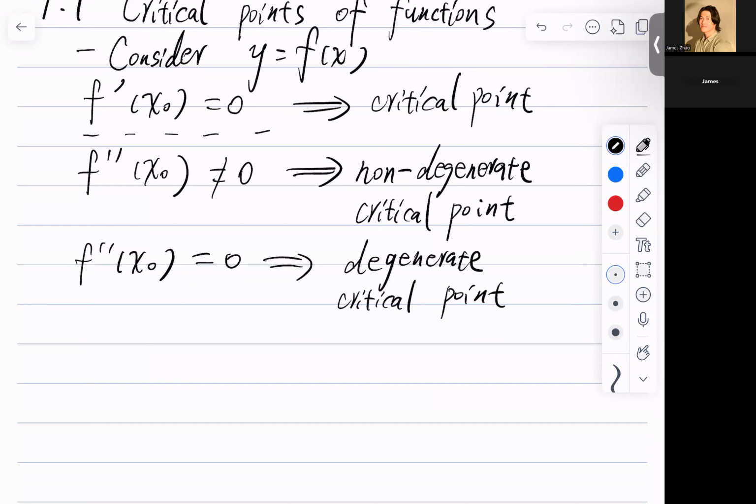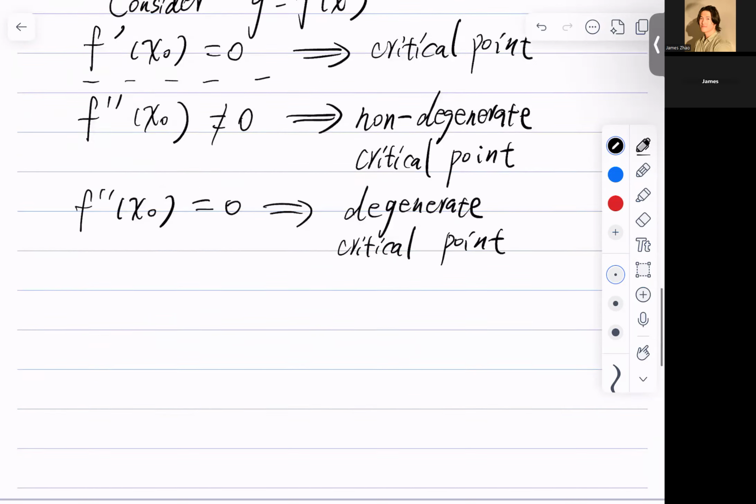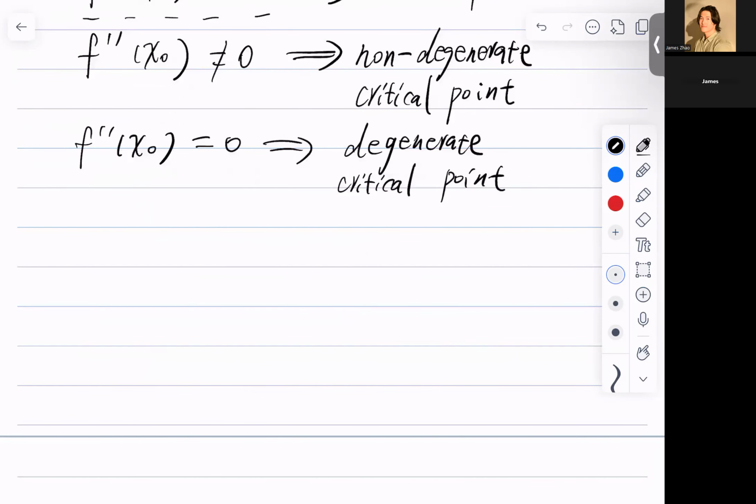So if we look at the second derivative of this function at the point x naught, we can have two different types of critical point. One being degenerate, one being non-degenerate. They're actually very important in Morse theory studies because mostly we're going to focus on non-degenerate critical points, and we're going to see why very soon. So to gain some intuition, of course, we're going to give you guys some examples.